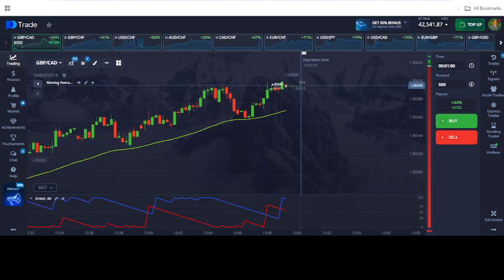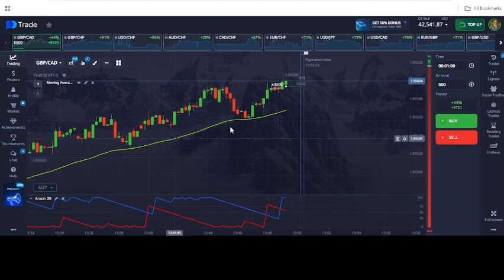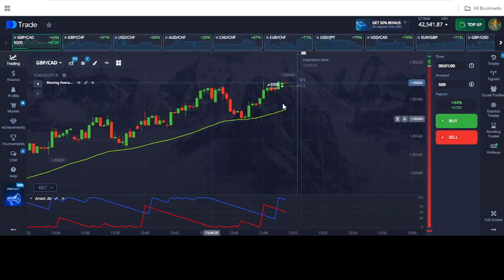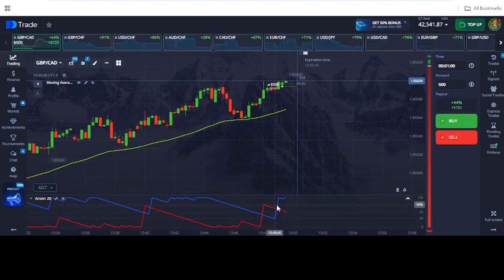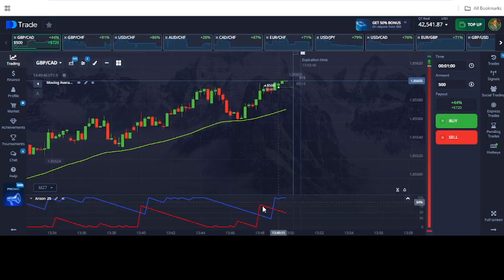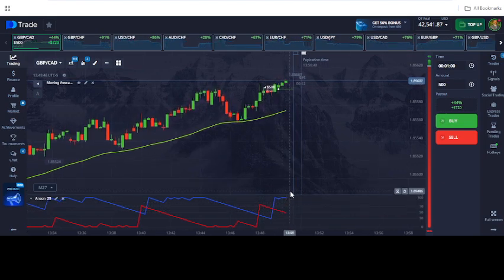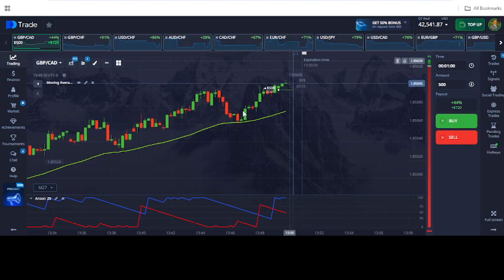Okay, so I'm on the Great British Pound, Canadian dollar, and I just took a buy trade here. The reason why I took the buy trade, first of all, is that the candles are printing above the 50 EMA line, which suggests a bullish momentum in the price action. And second of all, the blue Aroon up line crossed the red Aroon line in an upward direction. So we have these confluences here, which suggest a bullish momentum to the upside over the next 60 seconds. So let's monitor this trade and wait for the expiry.